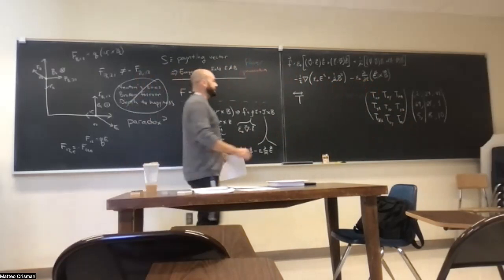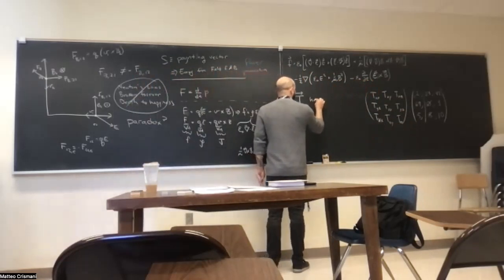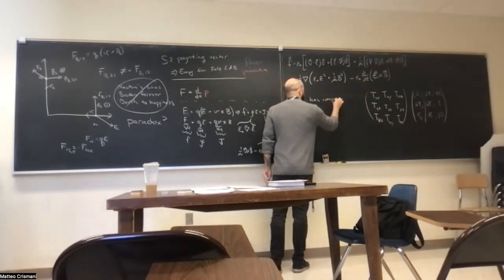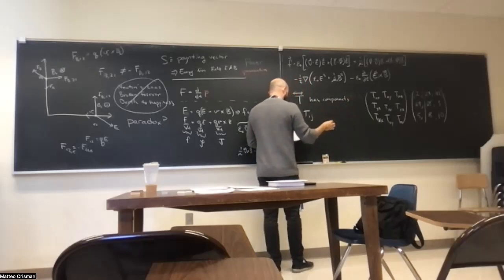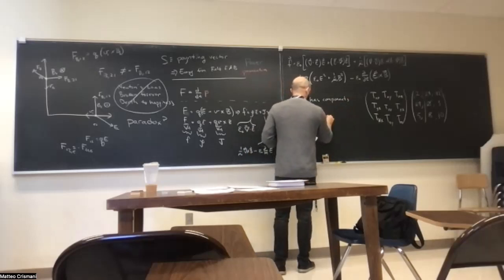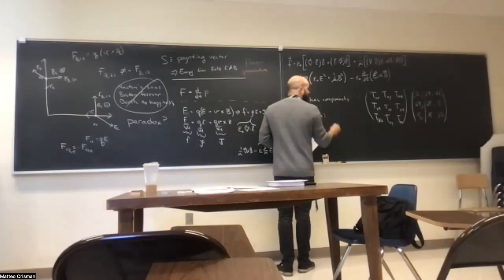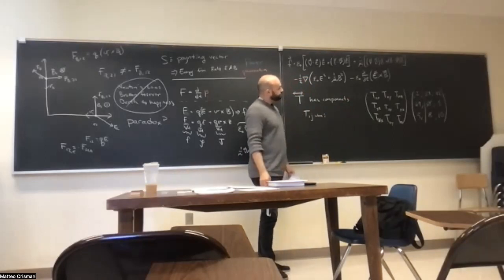So T_ij has components. T, ij, where i is which of these indices? X? Row or column, it's one of the two. It's the row. It's the row. Which row, right?